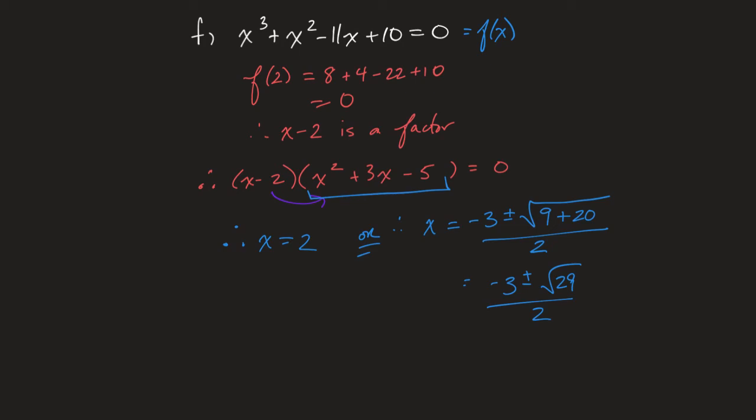As we said before, don't ever feel like you have to rewrite out both those distinct solutions of negative 3 plus root 29 halves and negative 3 minus root 29 halves. No, just leave it as that and you are good.